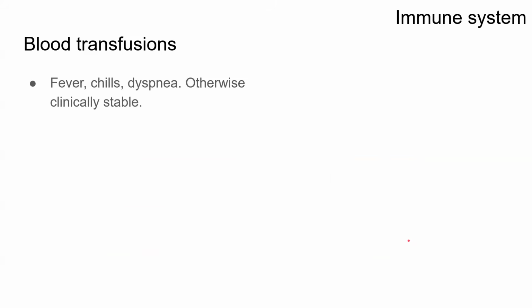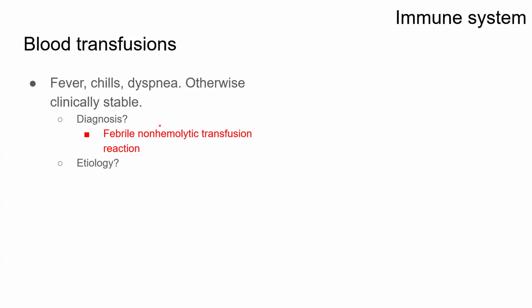Let's see. Continuing with blood transfusions, there are a lot of reactions, but we're getting through them. Let's say, for example, a patient is getting a transfusion and they have fever, chills, dyspnea, but otherwise they're clinically stable. So the diagnosis in this case, if you can think about it, is a febrile, because they have a fever, non-hemolytic, because they're not jaundiced, transfusion reaction.